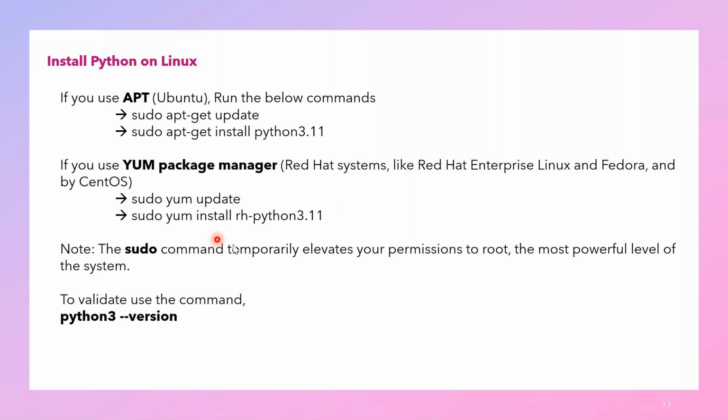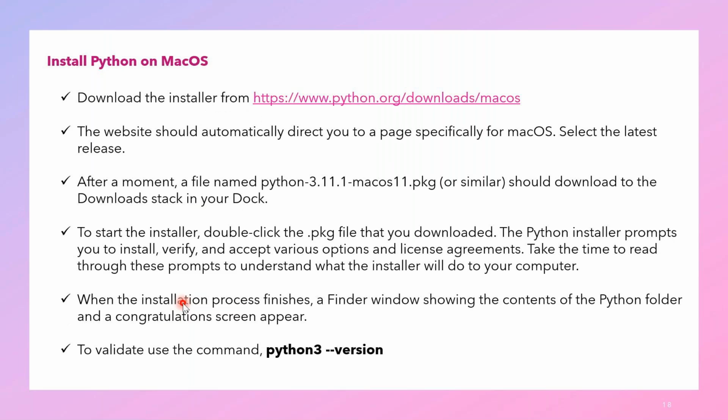This is supposed to be installed as root or admin only. So in Linux we have to use sudo, and in Windows we need admin. The same command can be used to validate that the version is updated correctly. On macOS, we have to download the package from python.org and run it manually.